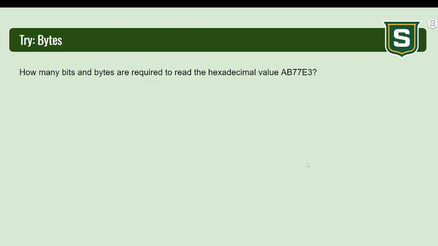For example, let's say we had this hexadecimal value. How many bits and bytes are we actually storing here? Pause the video and see if you can figure that out, and then come back and see the answer.